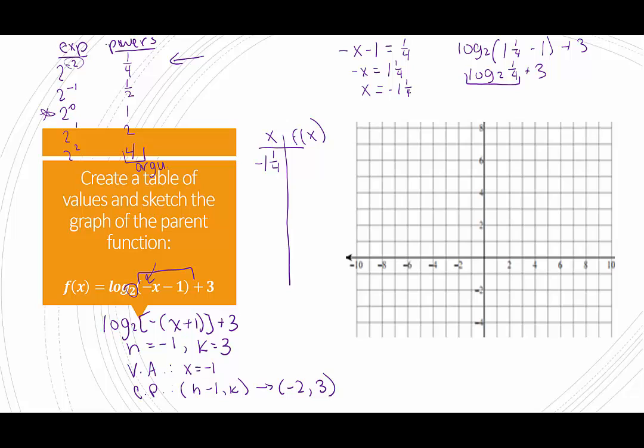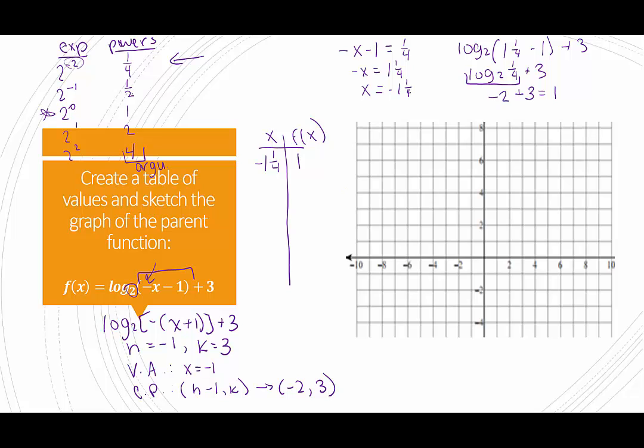If I raise 2 to the negative 2, this expression is going to simplify to negative 2. Now I have negative 2 plus 3, which equals 1. So we have negative 1 1/4 and 1. Okay, what do we have next?